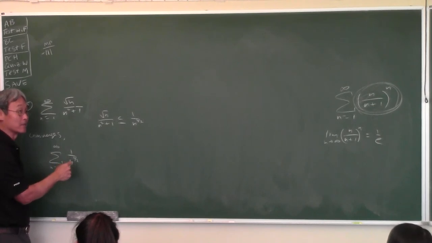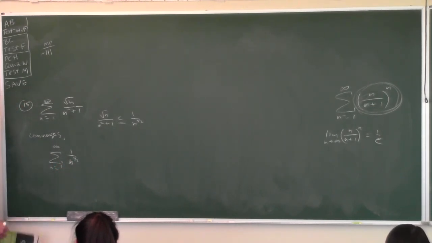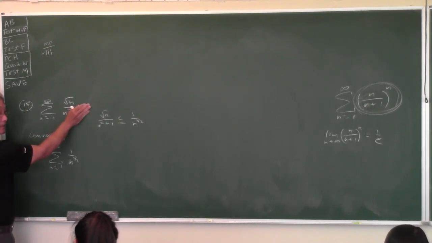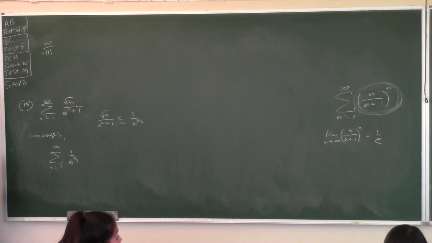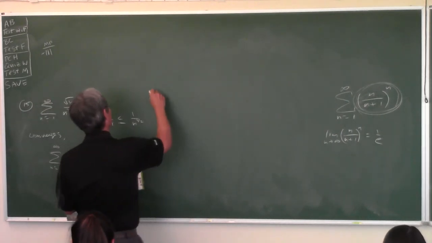What about limit comparison test? Well, how about the numerator? The numerator over the n squared. n to the half over n to the 2 is n to the 3 halves in the denominator. Just take away the plus one. Okay, number 17. You can take away the plus one.